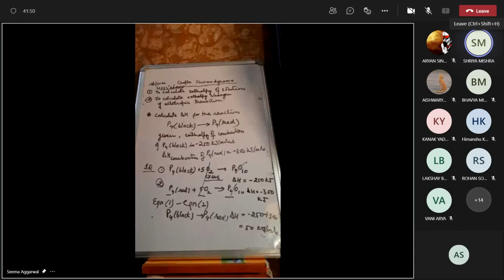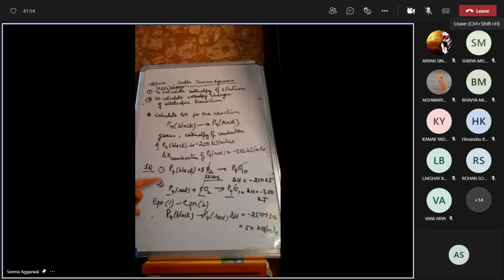Ma'am, why is there a minus here? These were two equations, first and second, and using this equation I want this equation. Here you will see phosphorus black is in the reactants, but where do we need red? In the products. But here, red is in the reactants, so to convert it into a product I have to change the sign. Sign change means minus.